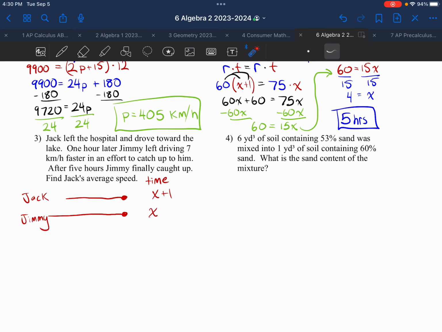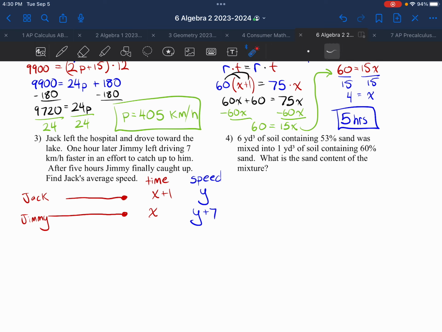And then let's talk about speed. Let's do this in blue. So for our speeds, what do we know? Oh, we don't have any speeds. So let's go ahead and say our speed down here, 7 kilometers faster to catch up with him. So we need some more variables, I suppose. So for the speed, let's go ahead and make a variable for speed, I guess y. If Jack is driving y kilometers per hour, Jimmy is driving faster. He's driving faster by 7, so we need y plus 7. Y plus 7.